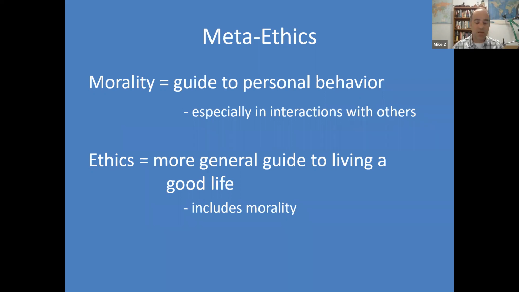So just a couple of terms to establish as we start here. Very often we tend to use these terms, morality and ethics, kind of interchangeably, but morality is what people are referring to when they're talking about sort of your specific personal behavior. In particular, how are you interacting with other people? Are you helping them? Are you harming them? So, how do other people think of you in that way?